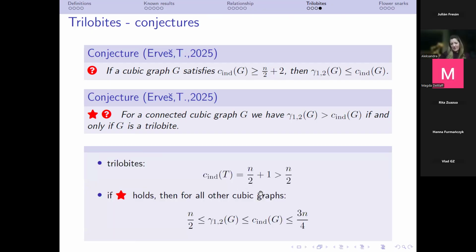Okay, so to sum up, you already know why I like trilobites so much, because for them it holds that C_ind is greater than n over 2. But also, if this conjecture denoted with a star holds, then also that original conjecture of Mike holds, that C_ind is greater than 2n over 2. So yeah, this is what we are working on. Maybe somebody can join us.